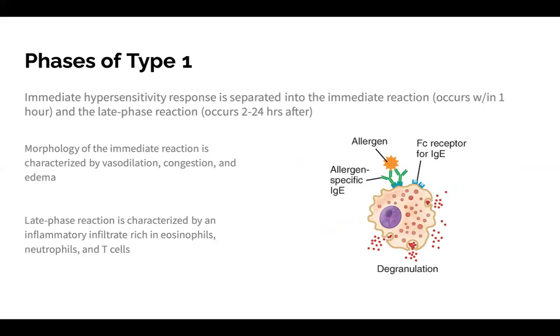Phases of type 1: the immediate hypersensitivity response is separated into the immediate reaction, which usually occurs within 1 hour, and the late phase reaction, which occurs 2 to 24 hours after. The morphology of the immediate reaction is characterized by vasodilation, congestion, and edema. The late phase reaction is characterized by an inflammatory infiltrate rich in eosinophils, neutrophils, and T cells.